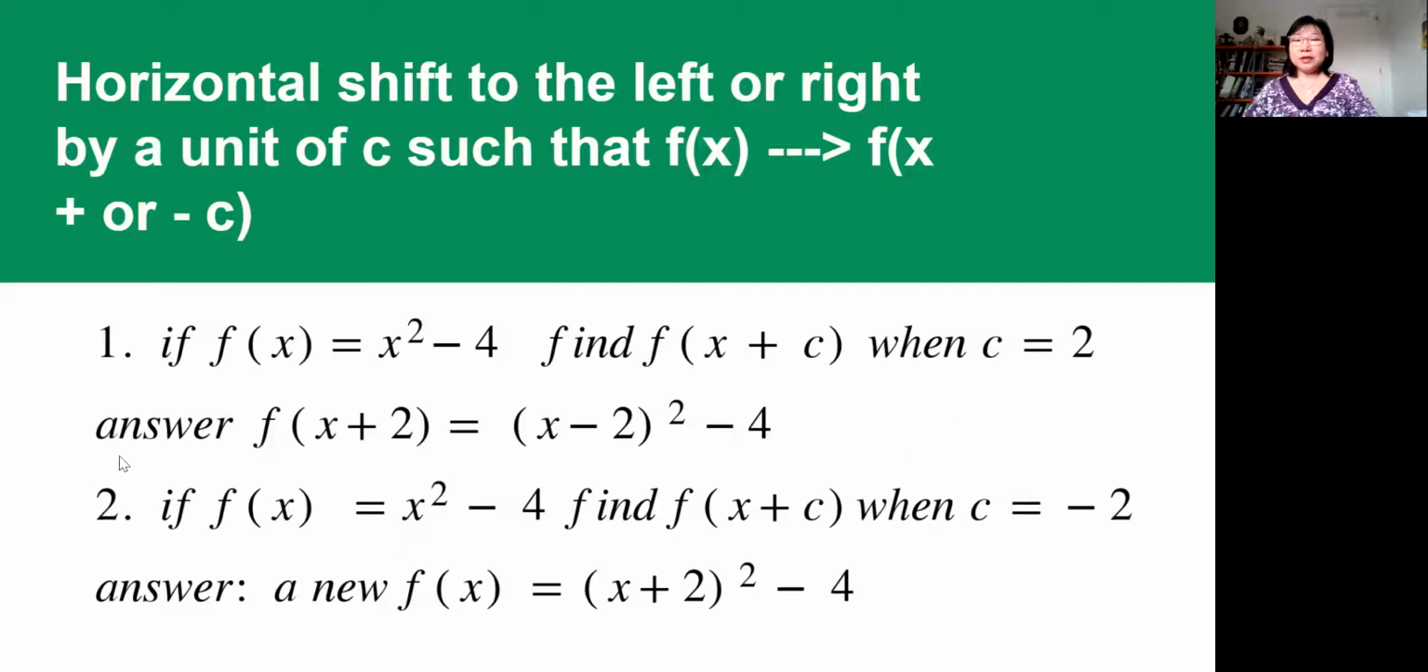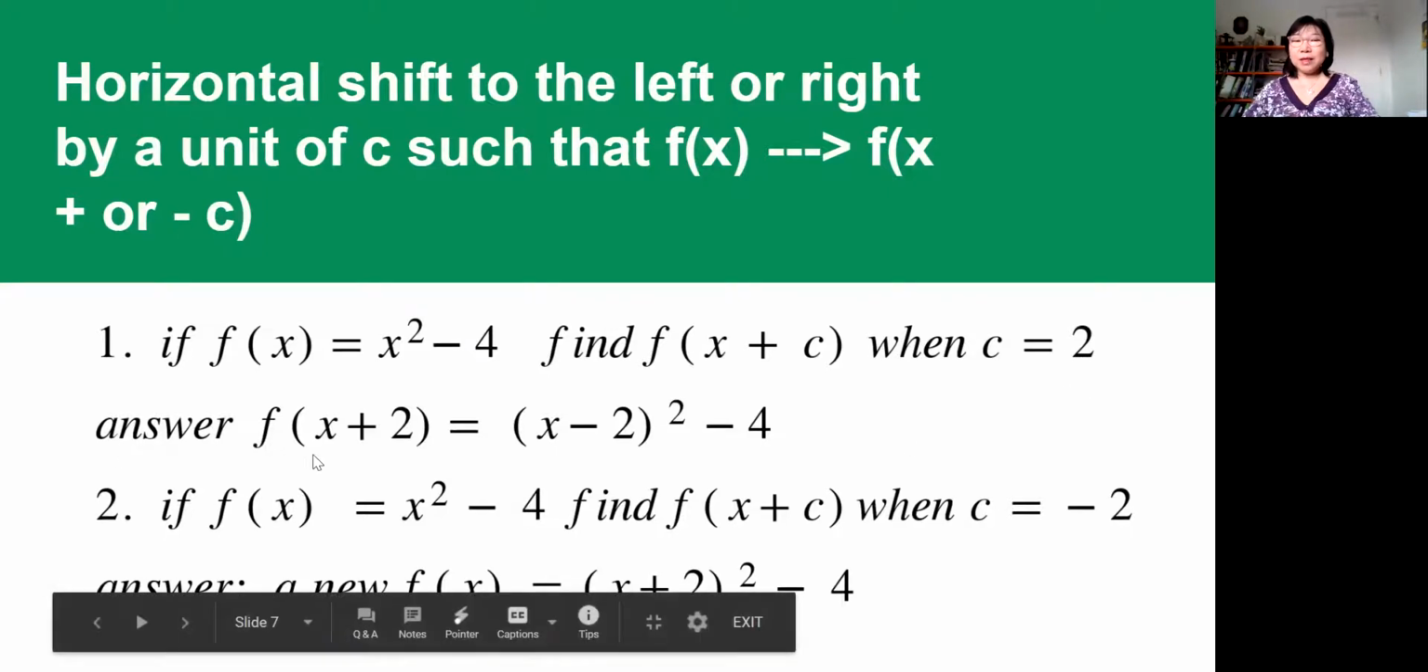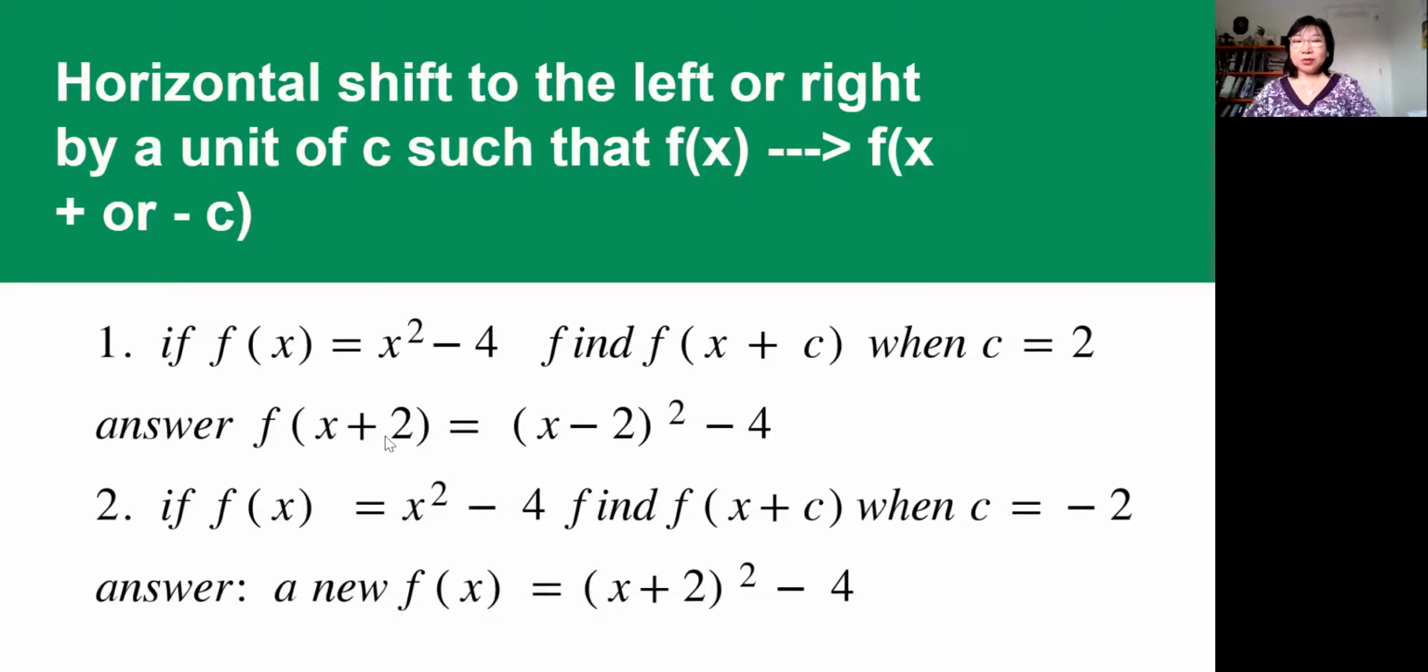Now, in this question, the answer will be f of x plus 2, all of this square outside, and minus 4. You realize that this is the x squared and not the x of degree 1, but the x of degree 2. So when we apply this transformation, we change the sign.